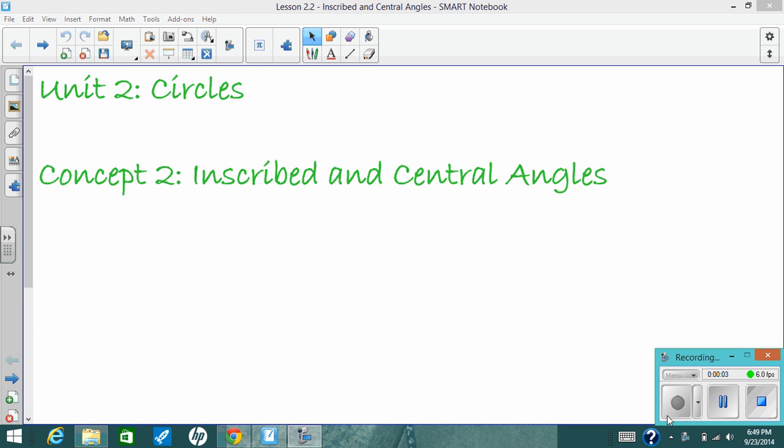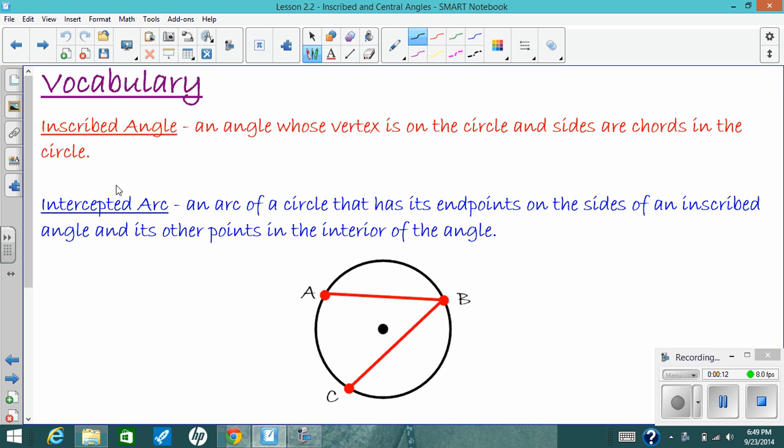Yeah, this is concept 2 of unit 2, circles. We're going to talk about inscribed and central angles within circles. And we got a little more vocabulary to start. An inscribed angle has a vertex that is on a circle.